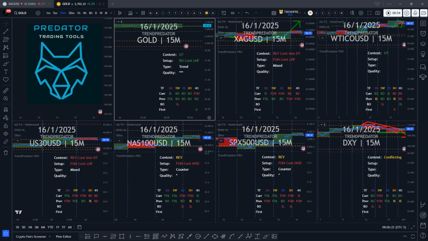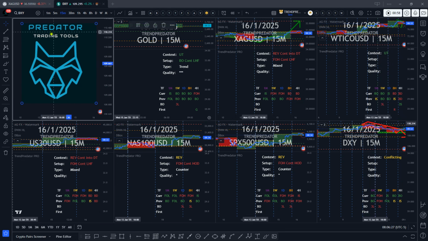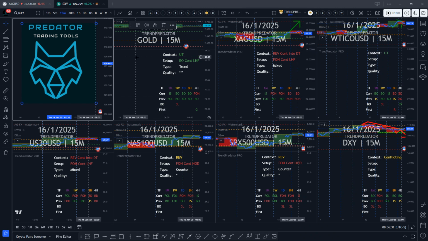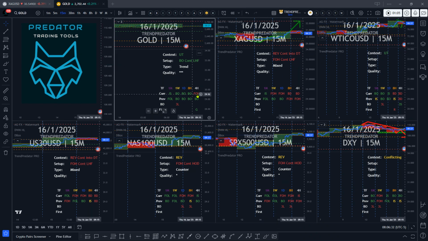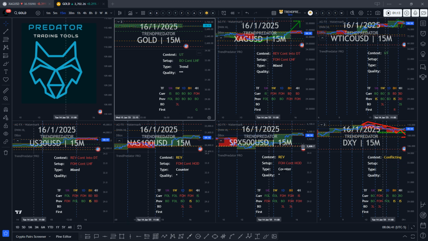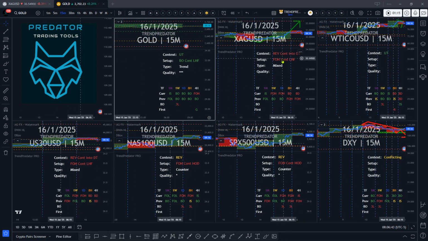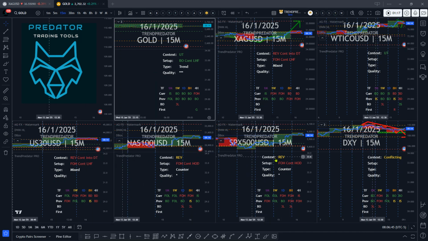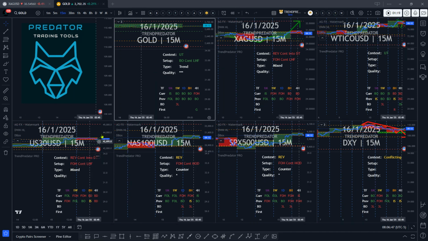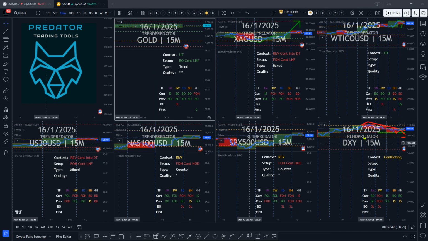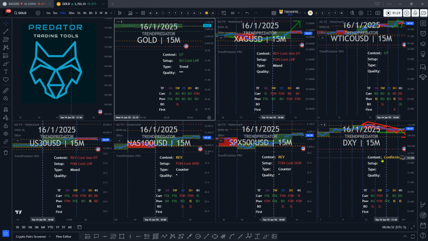The question I've been asked so far is about gold and silver. So, using the TrendPredator Pro, we get the table and the context and potential setup trading opportunity. And at a glance, I can look at all my preferred markets and weed out markets that are conflicting.